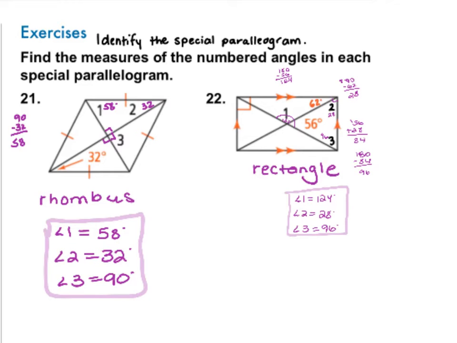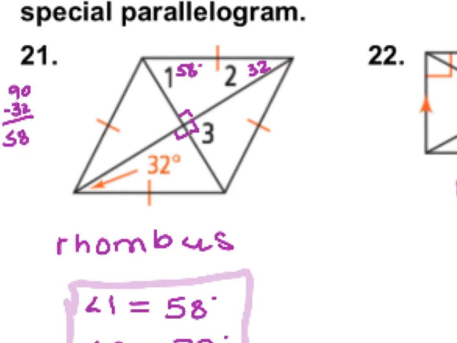Say again. The opposite angles are congruent because it's a parallelogram, right? But then what happens with a rhombus? What makes it even more specific? Yeah, what happens with the angles? Where the diagonals meet is 90 degrees, right? So all the angles on the inside are perpendicular, right?